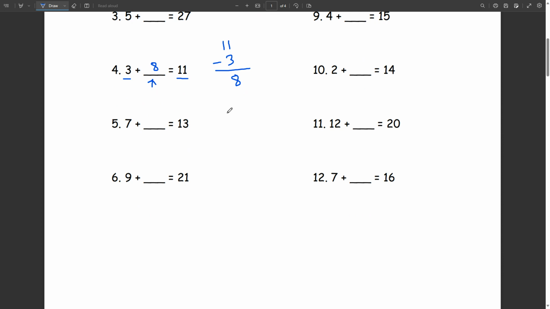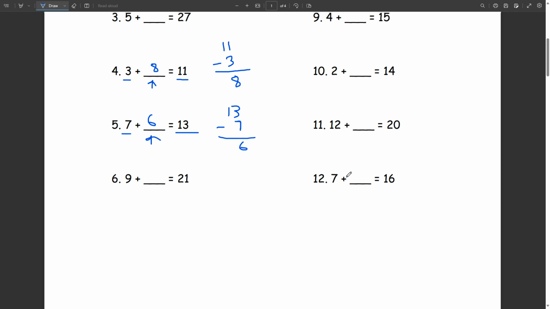Okay, number 5, 13, which is right here. And then 7 to find our missing addend here. So 13 minus 7, right? If we subtract the 1, add it to 3, it'll just become 13 again. So we just got to subtract it just like this. So number 5, the answer is going to be 6. So 7 plus 6 equals 13.